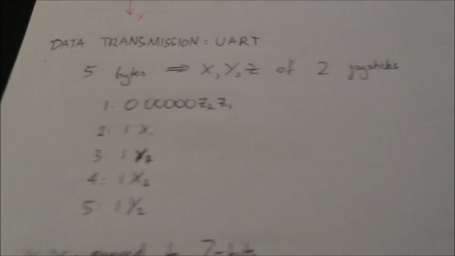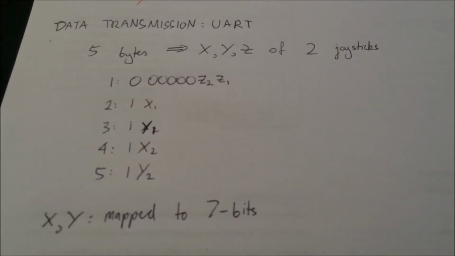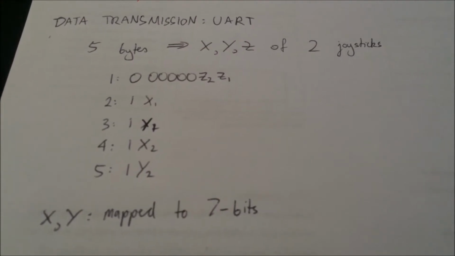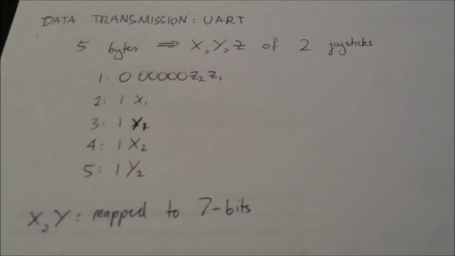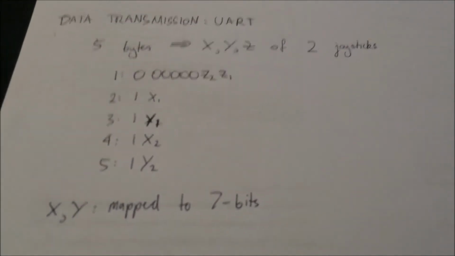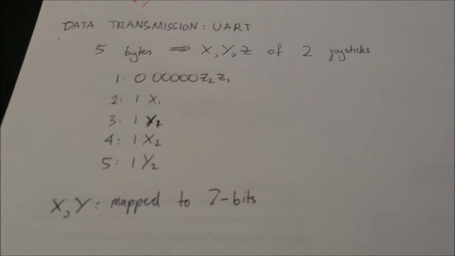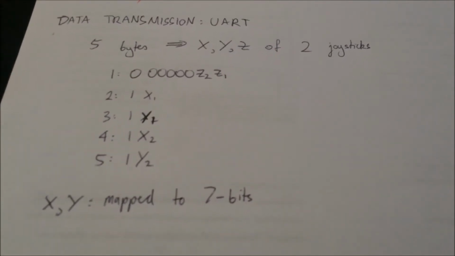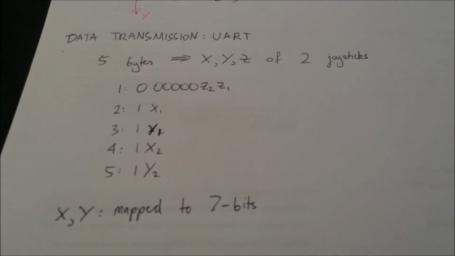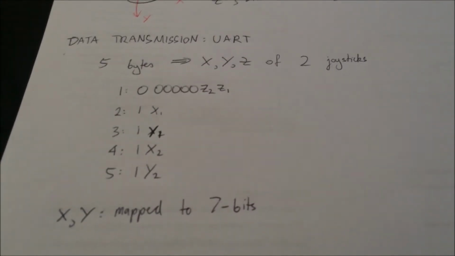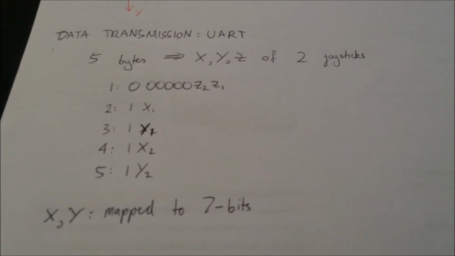So in order to transmit this information, I'm using what's called UART, so it's Universal Asynchronous Receive and Transmit. It's a simple scheme using only two lines, like a receive line and a transmit line, and you don't need any sort of reference clock for it to work. That's why it's asynchronous. So I'm transmitting the data in lots of 5 bytes of data. For the X, Y, and Z states of the two joysticks.